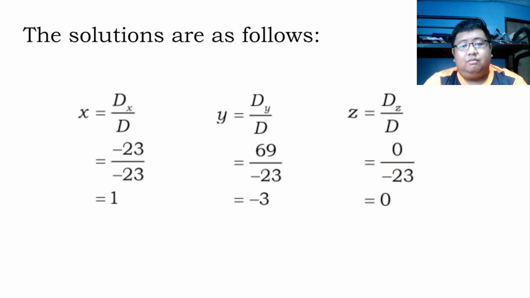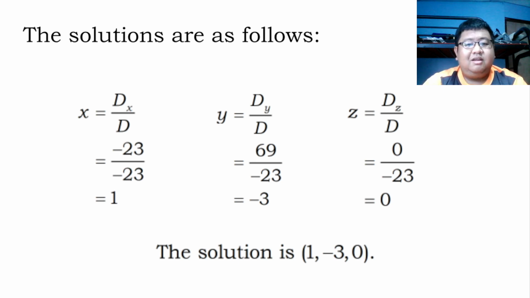Pero kung ang dividend mo naman ay 0, pwede yun. 0 divided by 1, 0. 0 divided by 5, 0. 0 divided by negative 11, 0. Pero, halimbawa, negative 6 divided by 0, yun ang undefined. So, to summarize, the solution is 1, negative 3, 0.